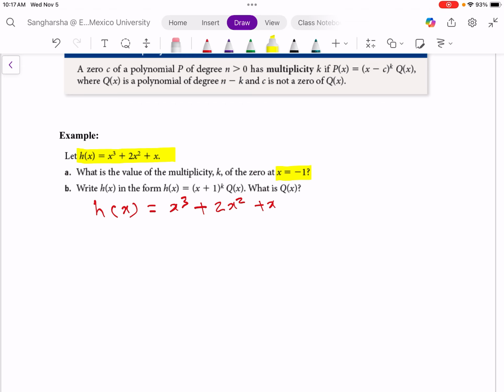To find the multiplicity, we need to factorize this polynomial function. Do we have anything common in each term? X, right? So let's factor out x. From x cubed, if we factor out x, we have x squared. From positive 2x squared, we have positive 2x. From x, we have positive 1.